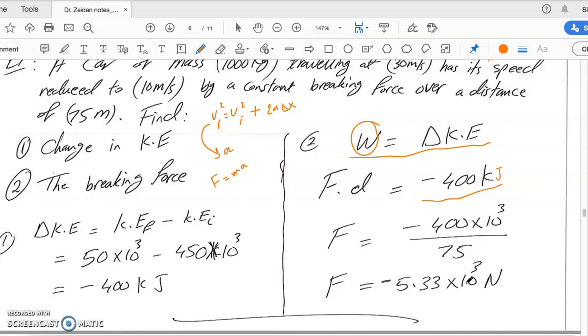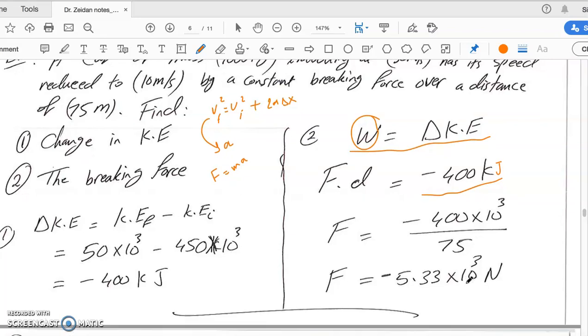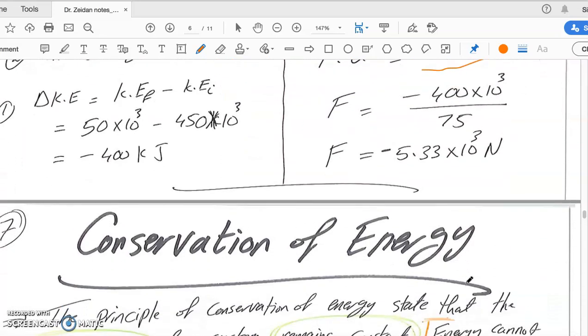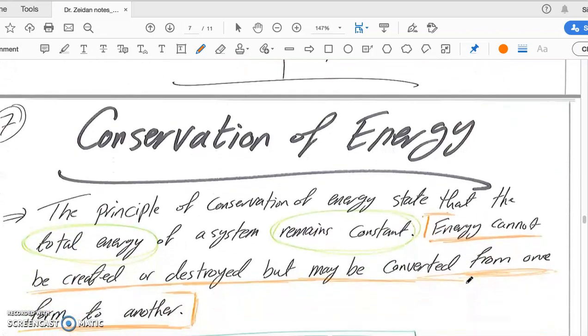This is one of the very important problems because it connects the change in the kinetic energy and the work done on the object. All right, guys? Okay.